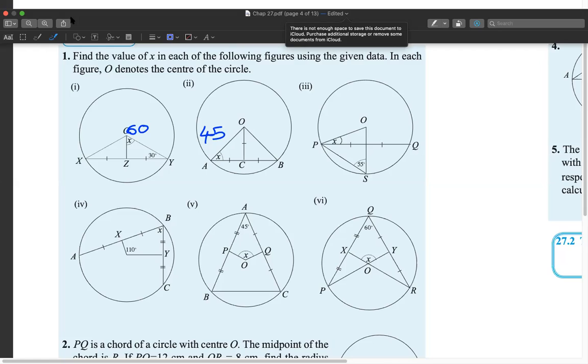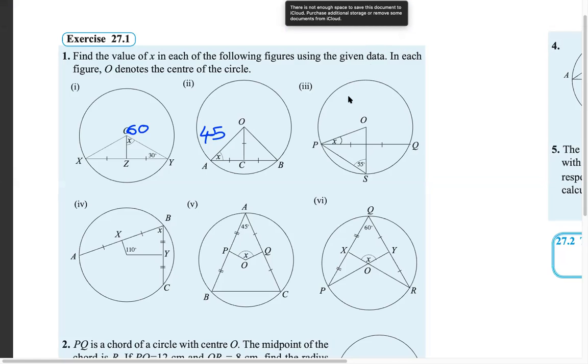Guys, okay. I'm sorry. Let me give Mandini a chance. Tell me the value of x in here. Mandini, what is the value of x in here?